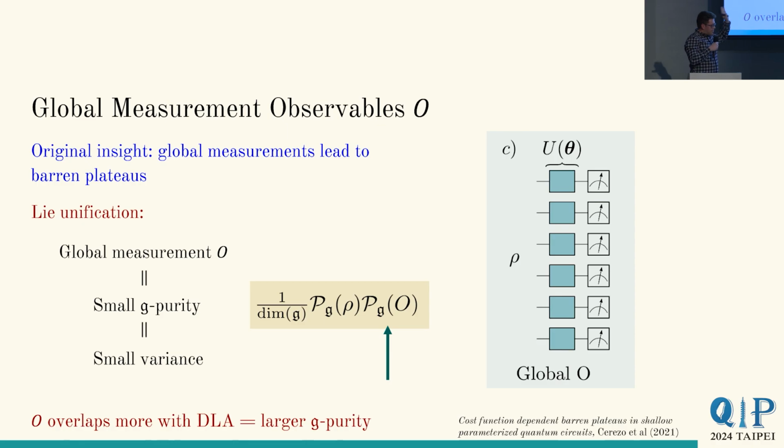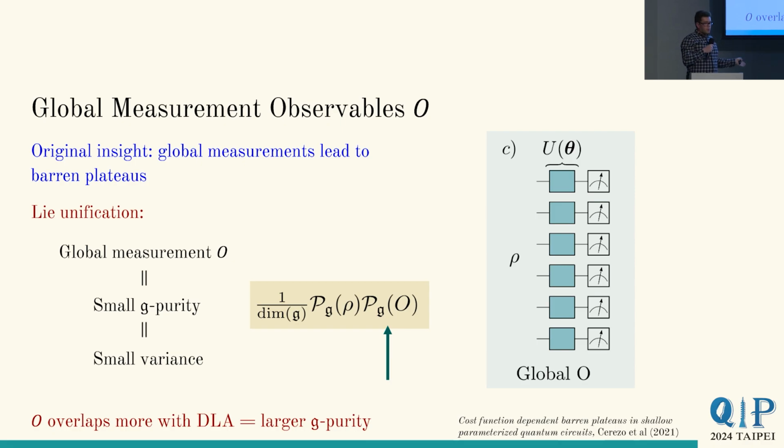So maybe you think, okay, well, certainly I shouldn't use a local observable. Maybe that's the problem. Oh, no, it's not. Global observables are actually the problem. So if you do global measurements, you're going to get barren plateaus. This was first realized back in 2021. So what's happening with the G purity picture?